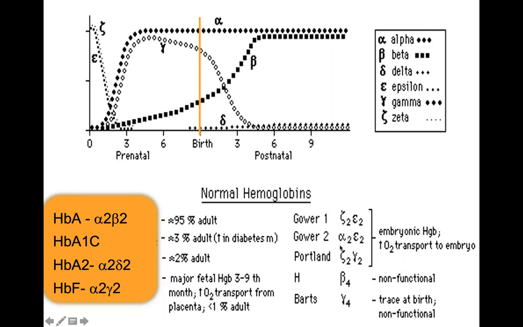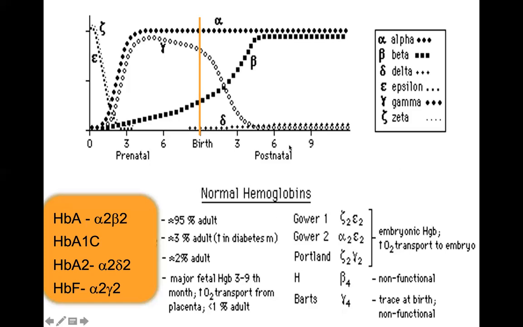And then you have hemoglobin H, which is composed mostly of 4 beta chains, which is considered to be non-functional. Then you also have your Bart's hemoglobin, which is composed mostly of the gamma chain. We see traces at birth, and this is also a non-functional hemoglobin.